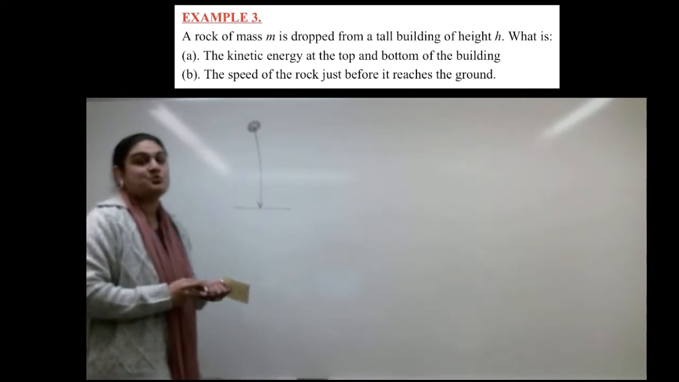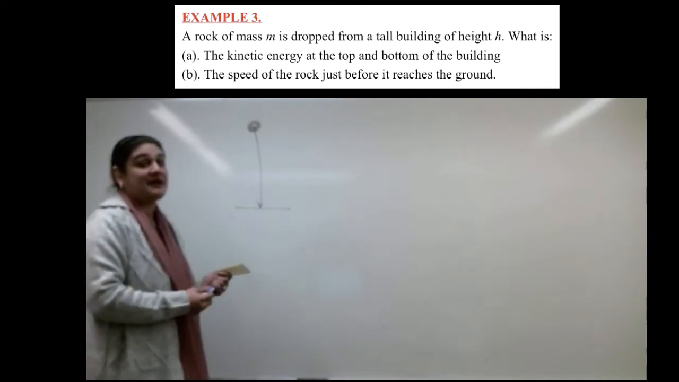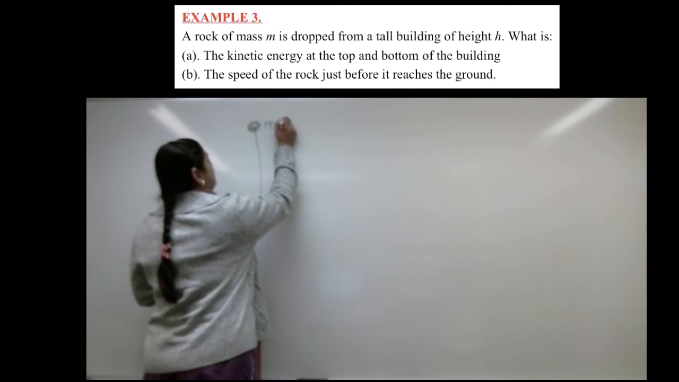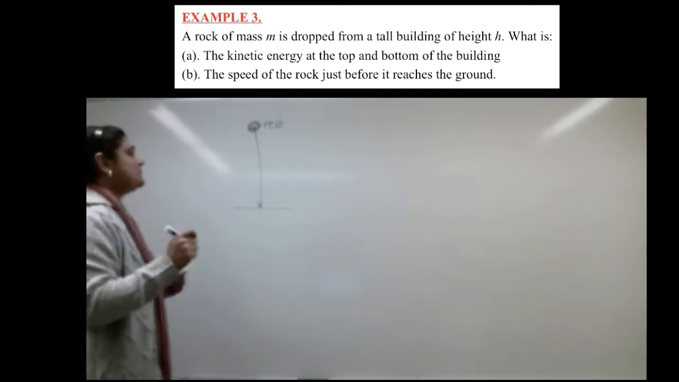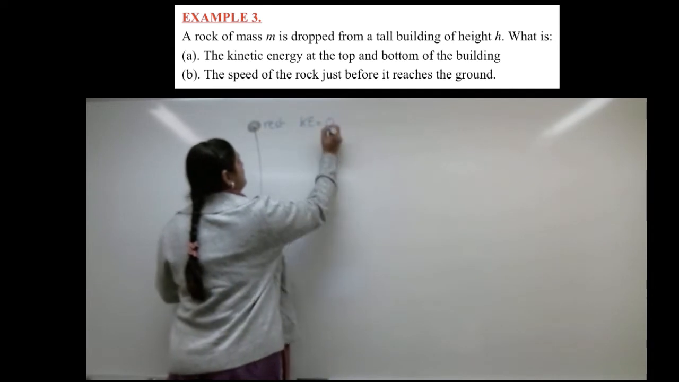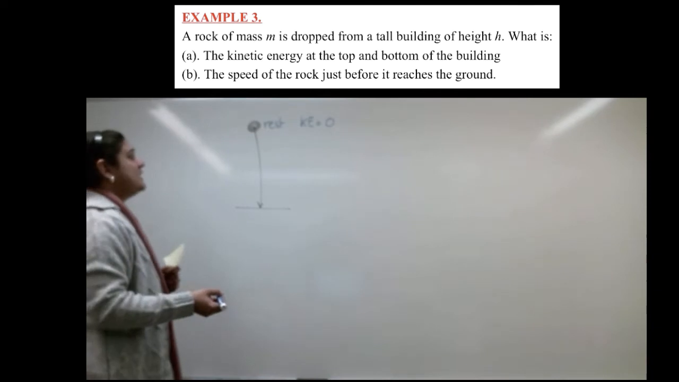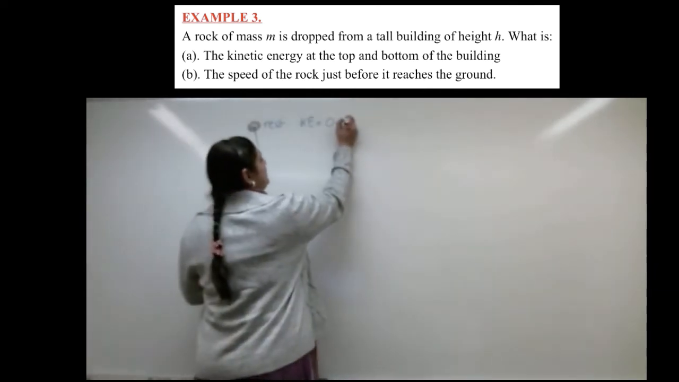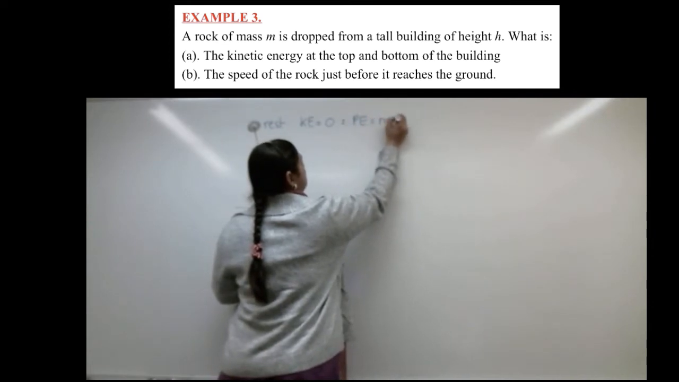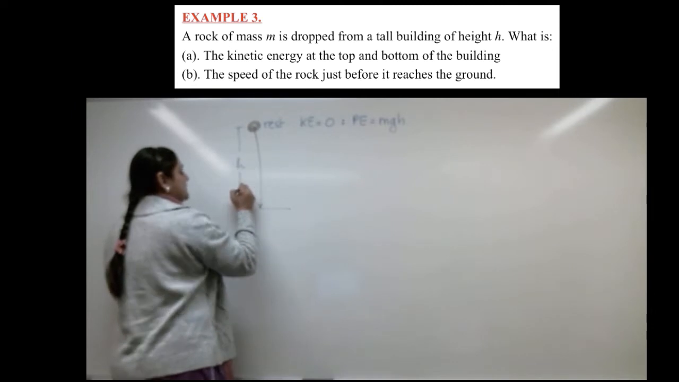And it's asking us, what is the kinetic energy at the top? So since it is being dropped, that word is very important. It means it is at rest at the top. So that means its kinetic energy at the top is going to be zero because it's not moving. The kinetic energy is due to the motion of an object. However, its potential energy at this point will be maximum, mgh, if this is the height that it's being dropped at, okay?